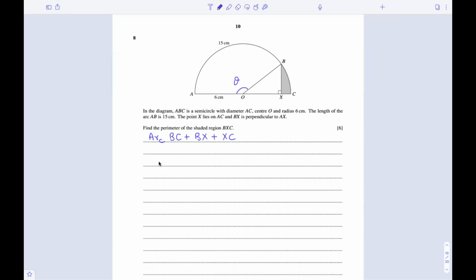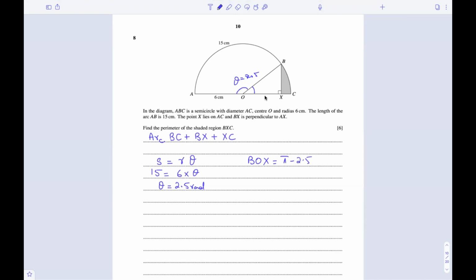So we know that the arc length is given by s equals r theta. s is 15 and the radius is 6. So theta would be 15 upon 6, which is 2.5 radians. Now this is 2.5 radians. This would be pi minus 2.5, which is the angle BOX will be pi minus 2.5.